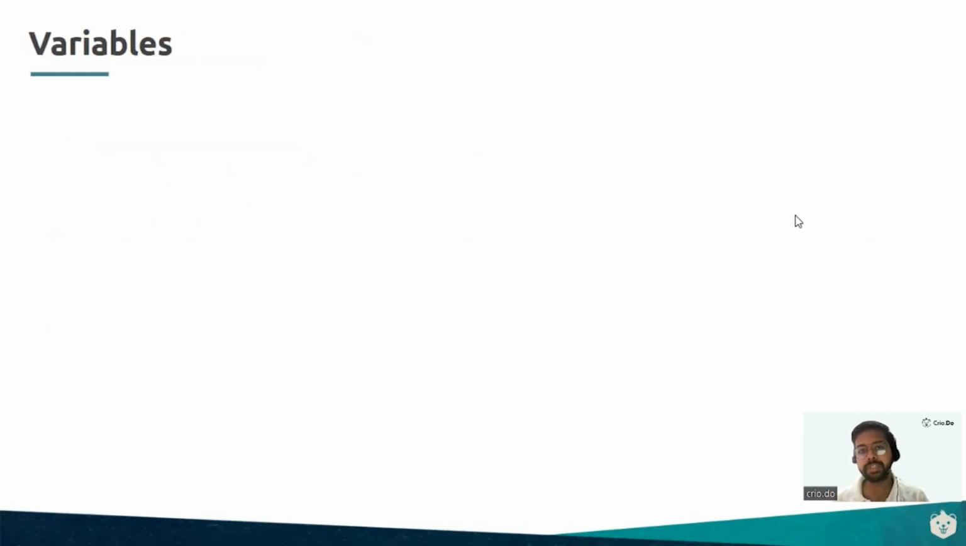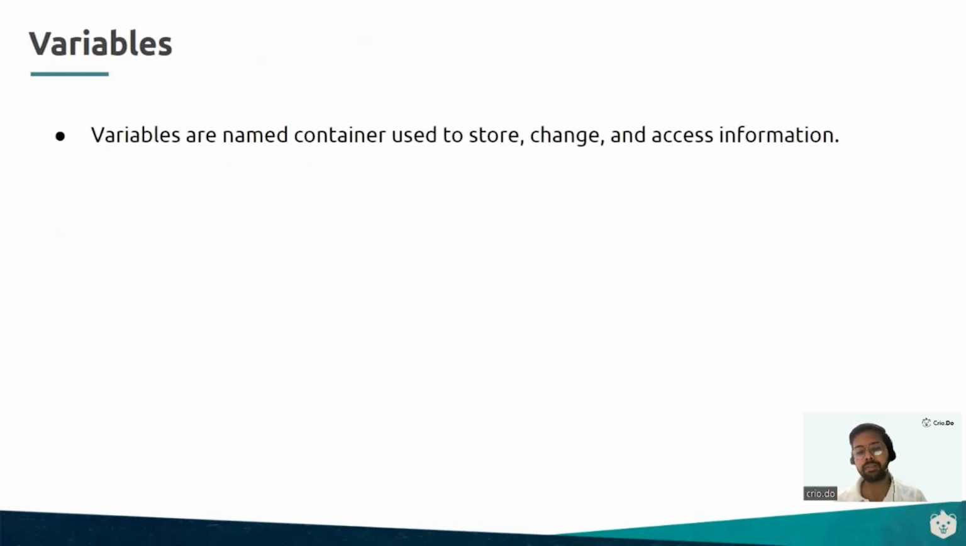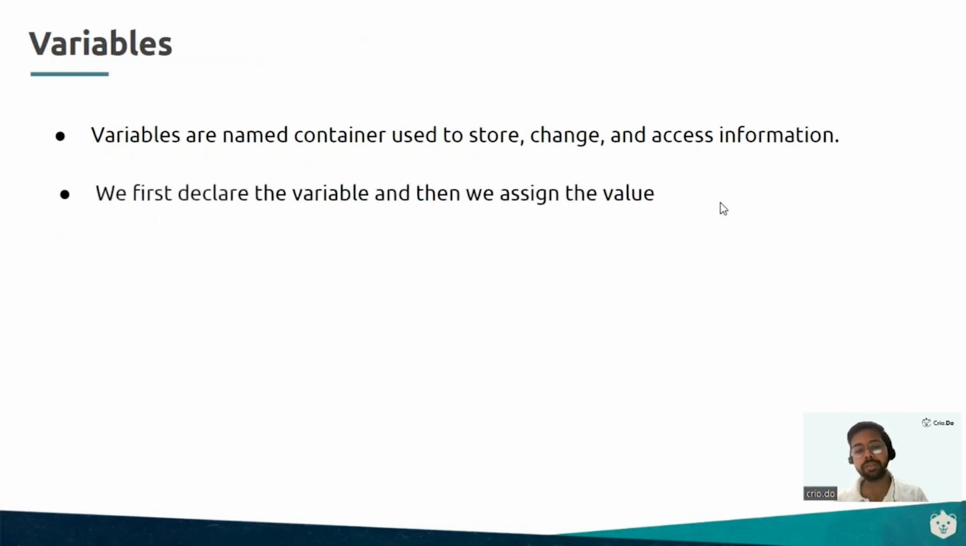So let us specifically now talk about what are variables. So variables are the named containers used to store, change, and access the information. We are very shortly going to see each one of these use cases, which is storing the information, changing the information, and accessing the information with the help of a Replit example. Now we first declare a variable and then we assign it a value. So it's a two-step process. First you have to declare the variable and then you have to assign a value to it.